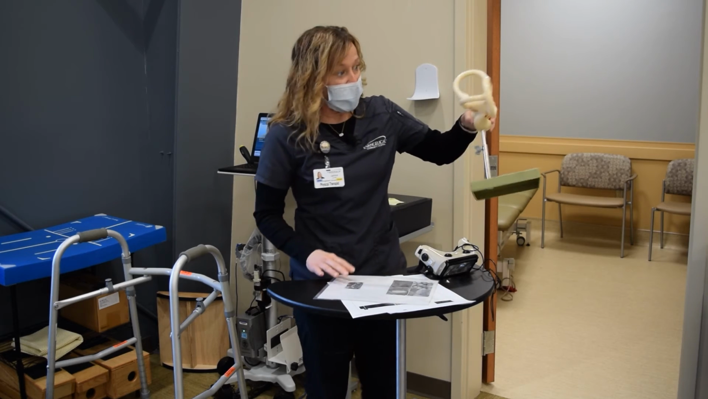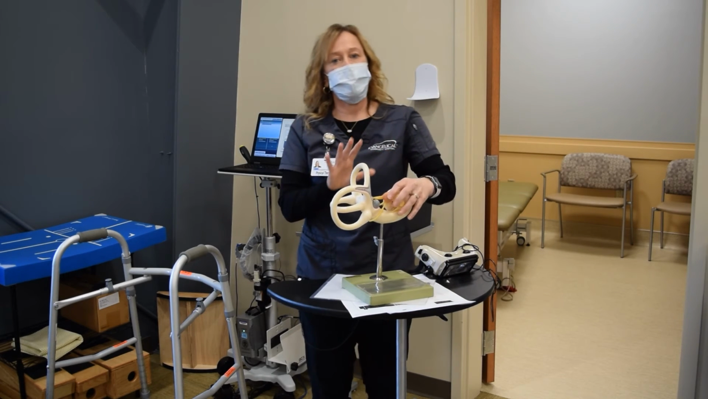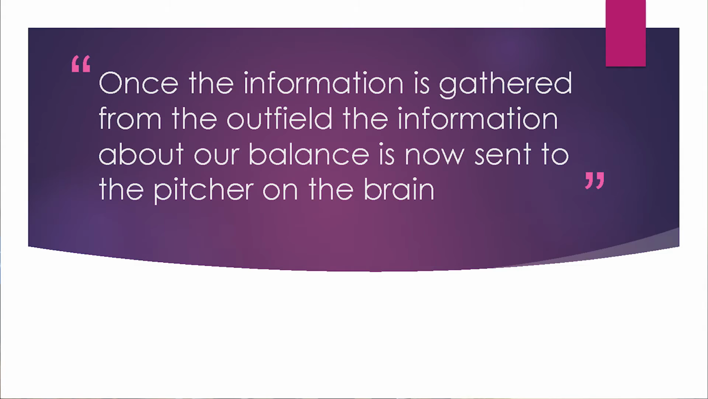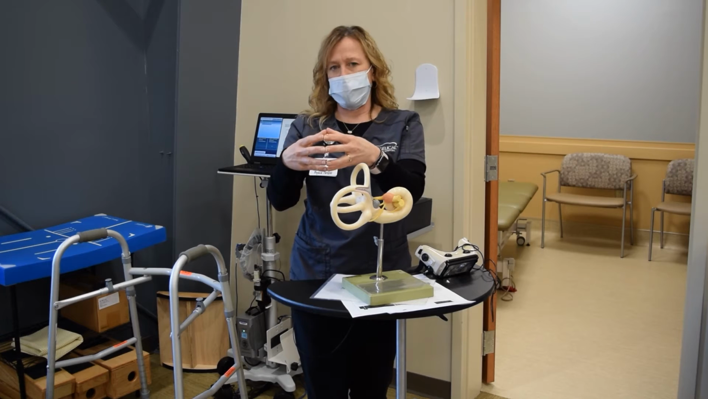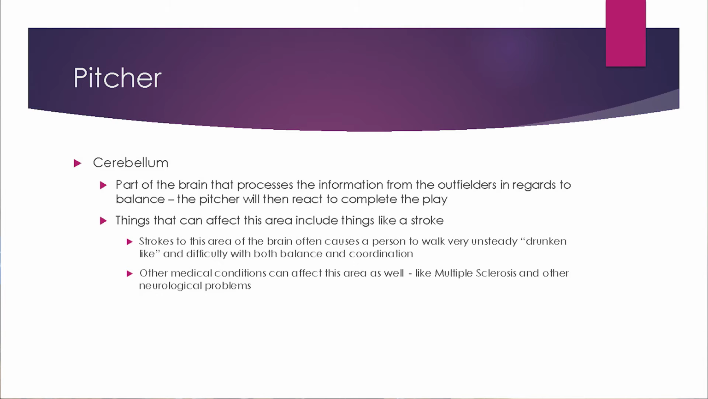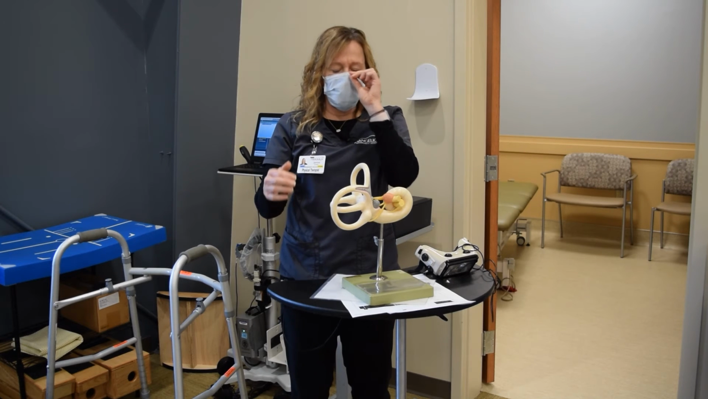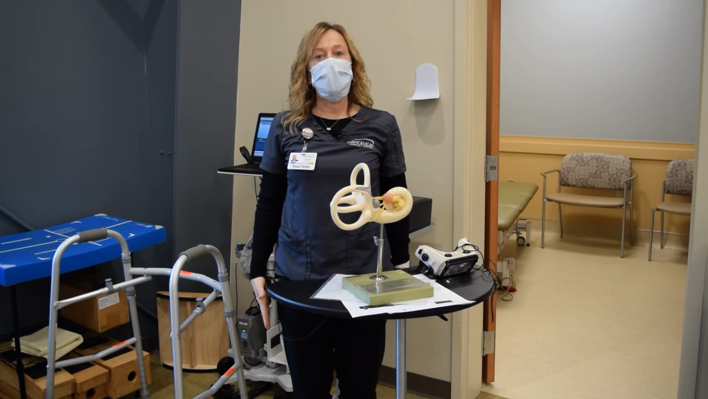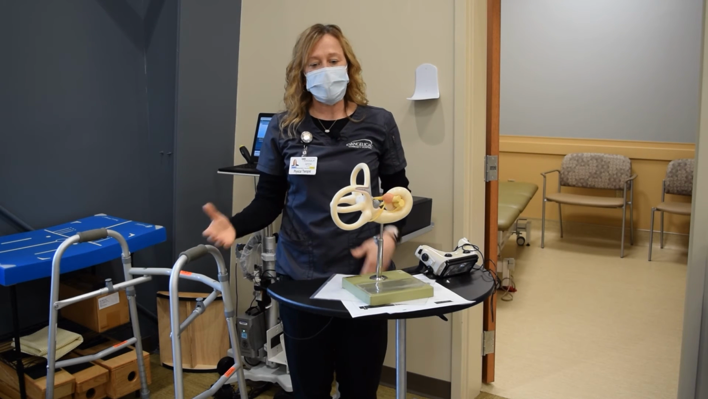So that's the ear. So eyes, ears, and sense of touch. Once those three systems gather the information about our balance, they then send it to the brain. The brain, I call him the pitcher on the mound. There's a part of our brain called our cerebellum that processes all that information that comes in about our balance. Once the brain processes that information, the brain will then complete the play. The completion of the play is, I'm going to feel good and balanced, and I'm not going to fall over.